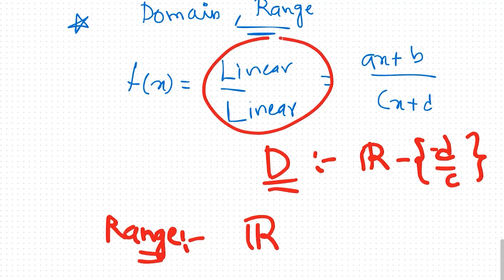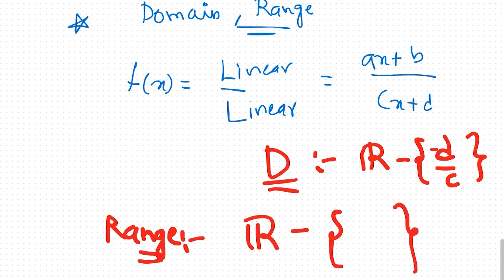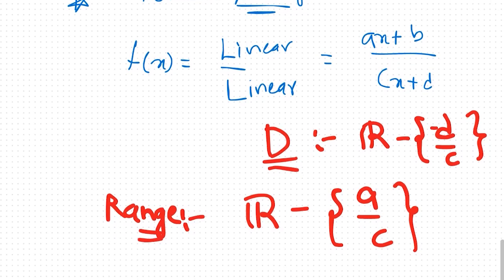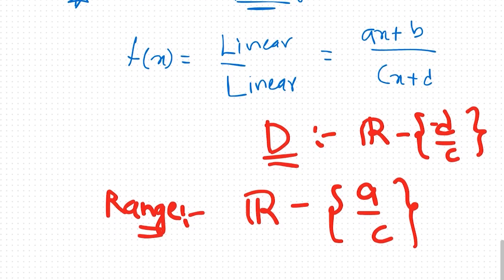Range means, in this form, linear upon linear form, all reals except a upon c. Yes, in the form of linear upon linear form. Linear in the numerator, linear in the denominator. So if they give you an example, f of x is equal to 5x plus 6 upon 9x plus 1, what is the domain and what is the range?